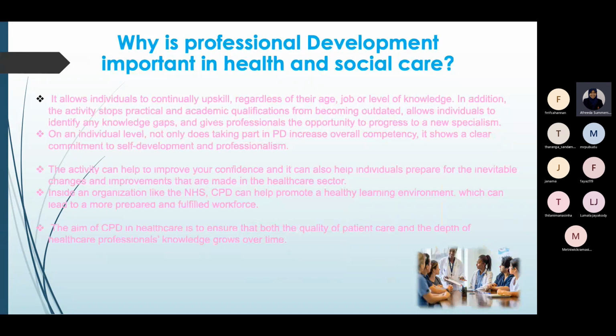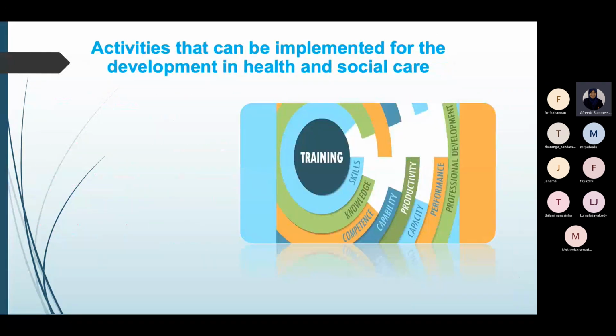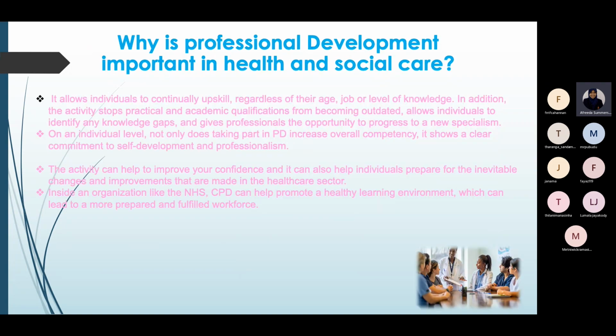And we also learned about activities that can be implemented for development in health and social care. Again, if you are requested to write in your academic writing, try to emphasize these words: skills, capacity, capability, competence. You can interconnect them to this heading: professional development is important in health and social care.